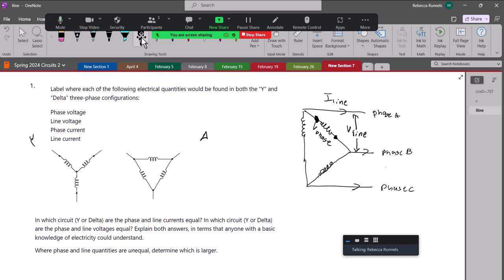Line voltage, phase current, and the line current. The phase current would be the current in one of these, so that would be the phase current for the delta.